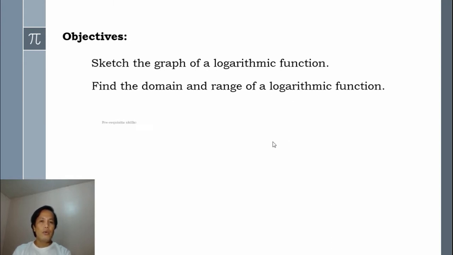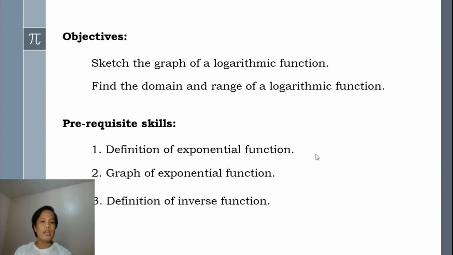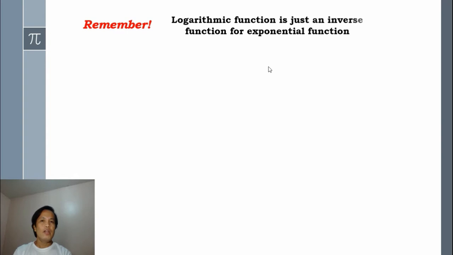This lesson requires us to have prior knowledge of the following. Number 1, definition of exponential function. Number 2, graph of the exponential function. And number 3, the definition of an inverse function. Because logarithmic function is related to exponential function and inverse function. We've got to remember that logarithmic function is just the inverse function of exponential function.